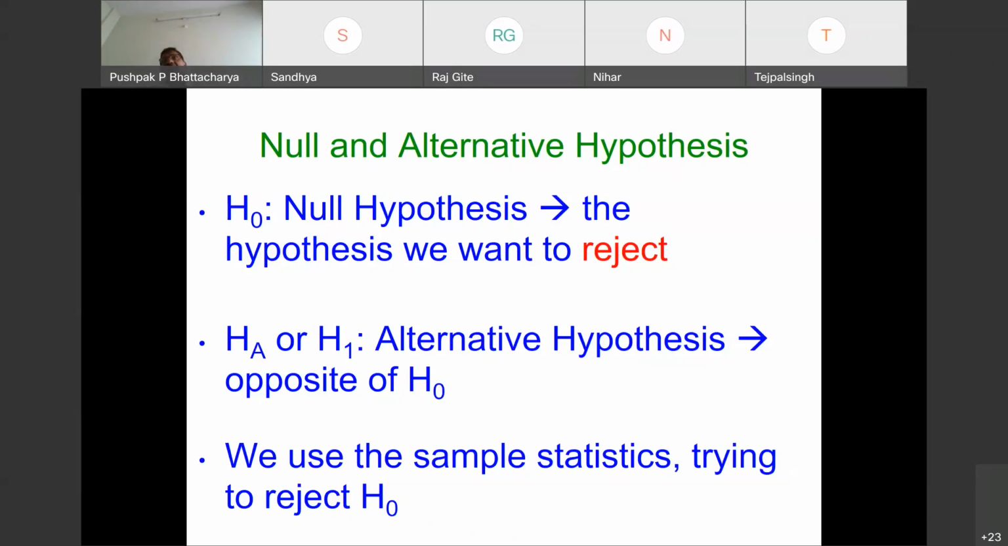I'm getting a feeling that the average accuracy is 95%, but the team that I'm leading claims that the accuracy is 98%. I would like to reject that hypothesis. That hypothesis I would like to reject. And the opposite of the null hypothesis is called the alternative hypothesis.